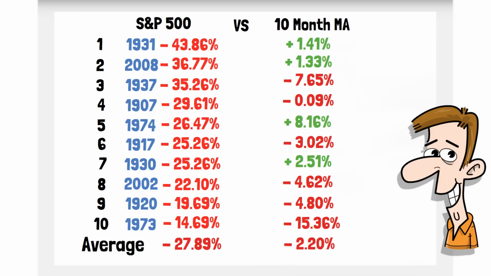The great financial crash we just touched on saw the buy and hold investors lose more than 36% of their portfolios during that calendar year, whereas the 10-month timing model remarkably made a positive return.